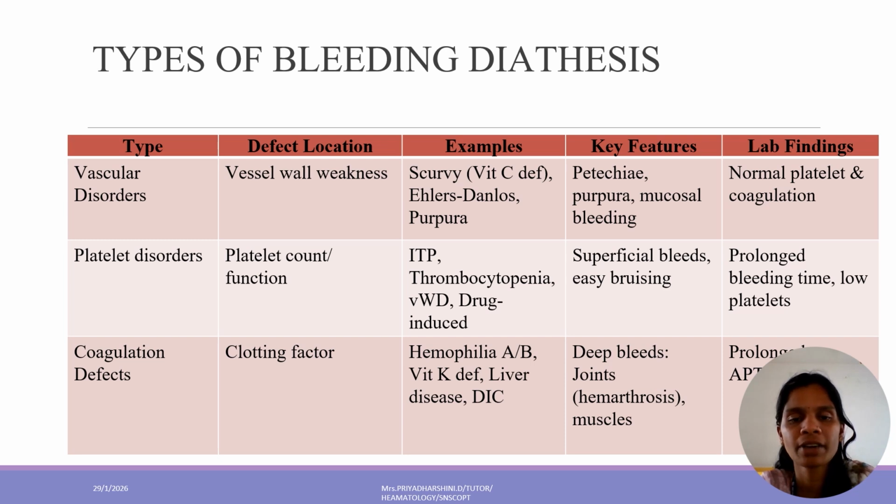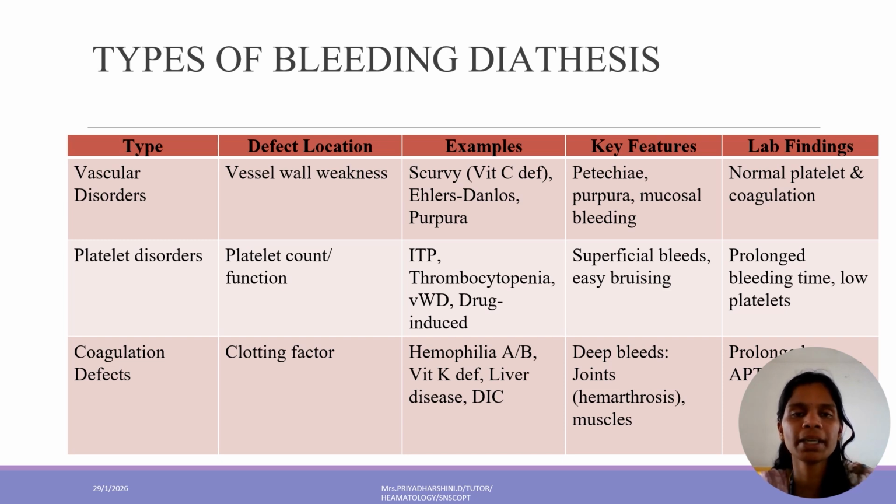Vascular disorder may affect the vessel wall and it weakens the vessel wall. Examples for vascular disorder are scurvy, Ehlers-Danlos syndrome, and purpura. Key features or clinical features of vascular disorder are petechiae, purpura, mucosal bleeding. The lab finding may include normal platelet and coagulation timing.